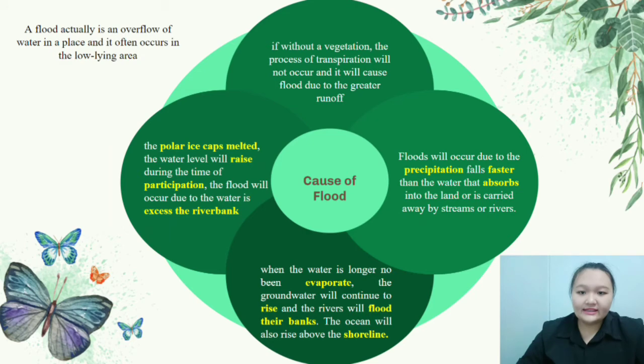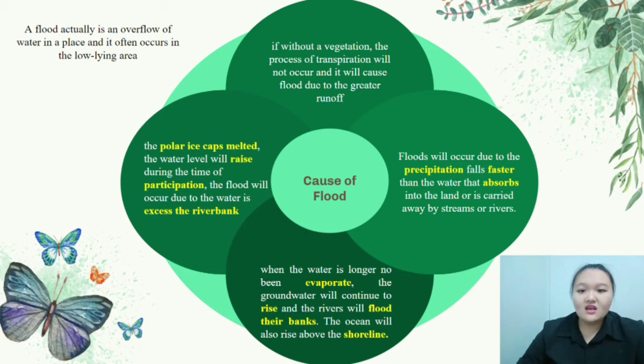A flood actually is an overflow of water in a place, and it often occurs in low-lying areas. Flood will occur due to the precipitation flowing faster than the water that is absorbed or carried away by the stream or river. Besides, when the water is no longer evaporated, the groundwater will continue to rise and the river will flood their banks. The ocean will also rise above the shoreline. So, the flood will occur when the process of evaporation in the hydrology system did not occur well. Moreover, when the polar ice caps melt, the groundwater, river, and also the ocean will rise.